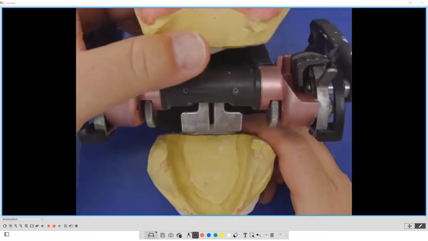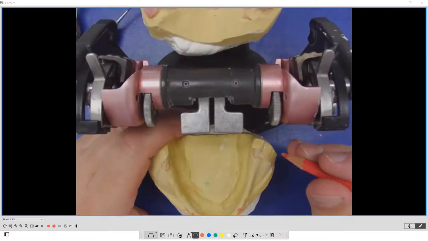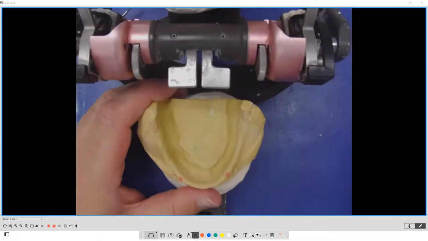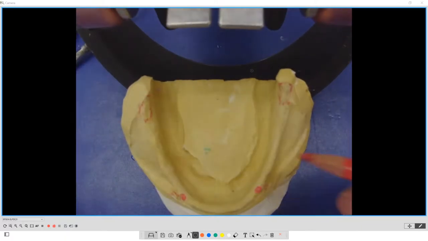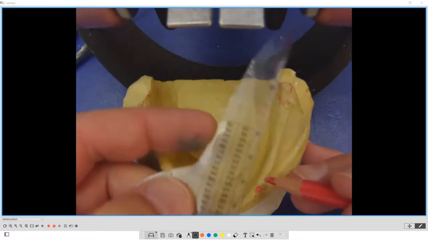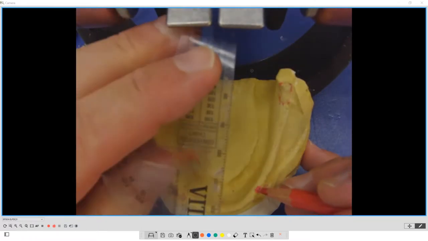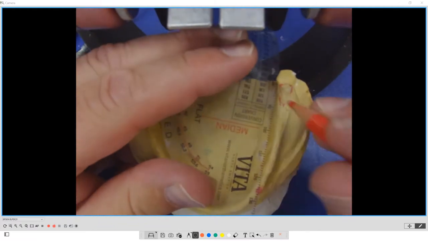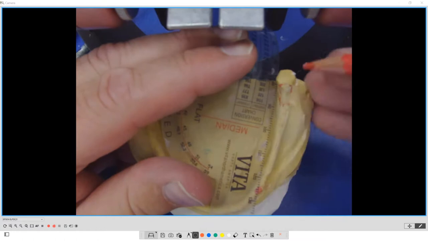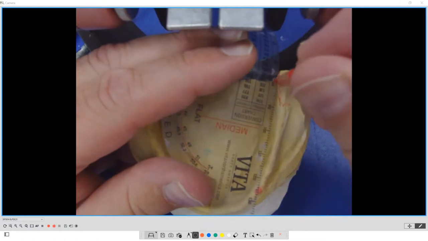So now what happens is I identify the functional zone limit of the lower. So I don't care what this looks like. I'm not setting over the crest of the ridge at all. I don't care. Where I'm setting is from the identification of where the first bicuspid is and the inside line of the tuberosity. So I'm just going to draw that back here.